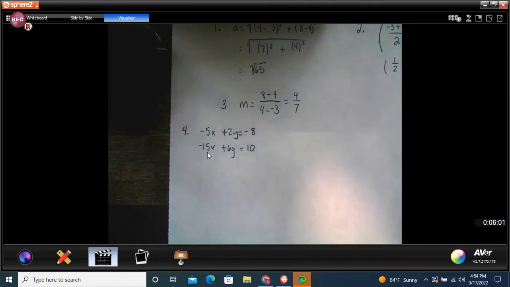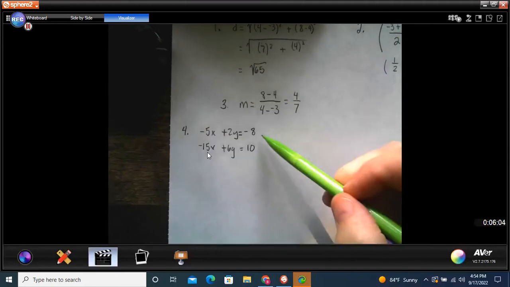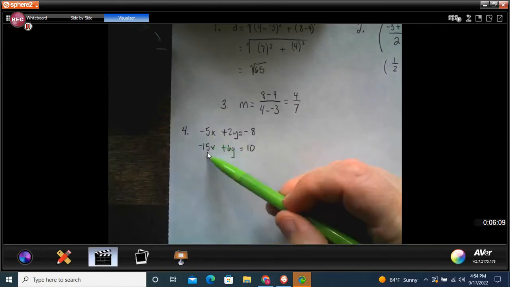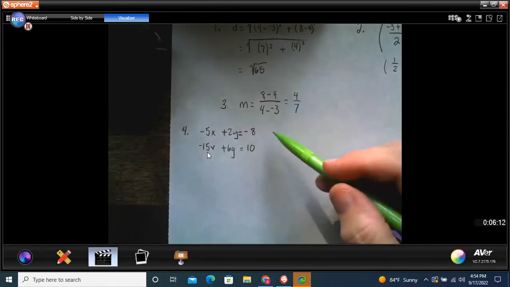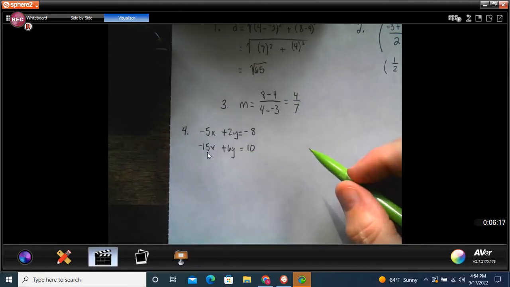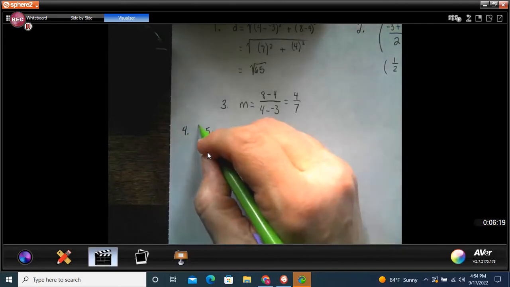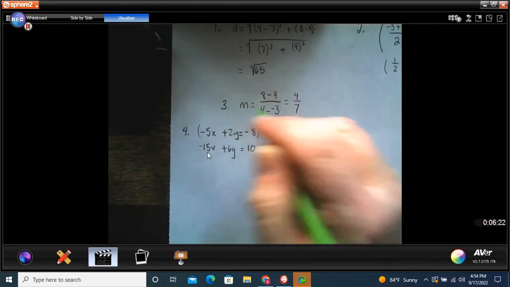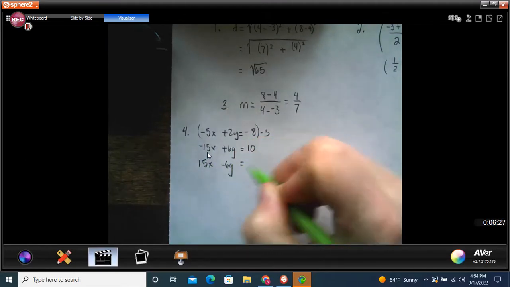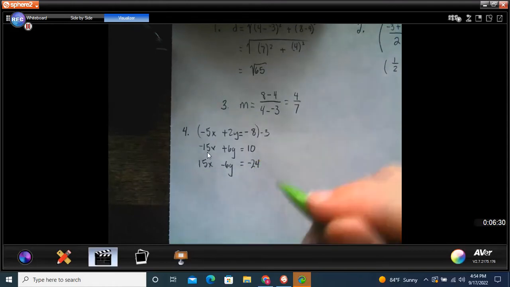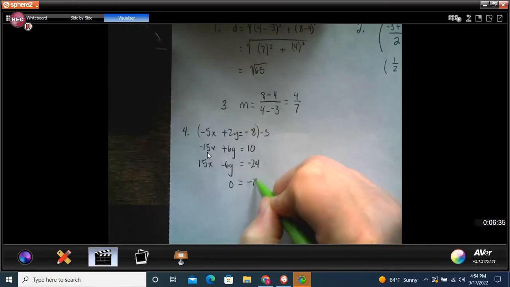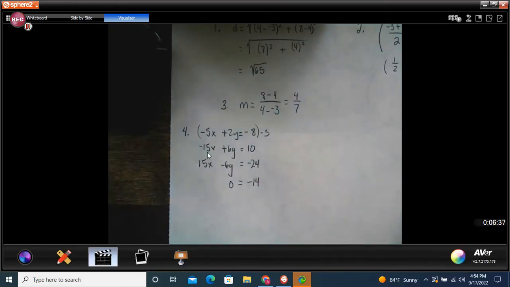And there's a lot of plans I could go with. I could multiply this top one by negative 3, and it would cancel out the x's. It would also cancel out the y's now that I'm looking at this. So this is kind of a special case where if I do multiply this by negative 3, I get 15x minus 6y equals 24. And then that gives me 0 equals negative 14. And that is a false statement.